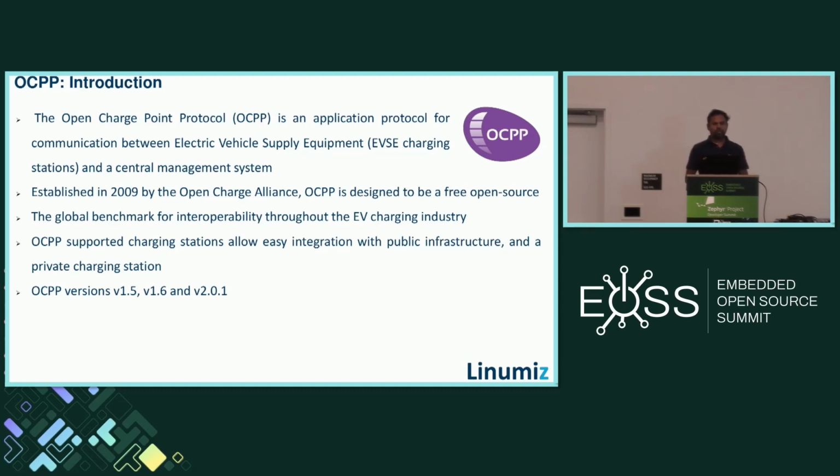OCPP has been developed in multiple versions, starting from v1.4 and 1.5, which are already obsolete and support a different messaging format, which we will see in the next slides. Currently, we have support for version 1.6 and version 2.0.1. And with respect to the current presentation, we limit the scope to version 1.6.